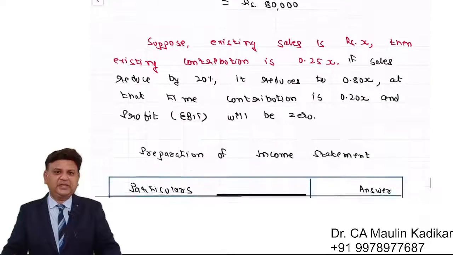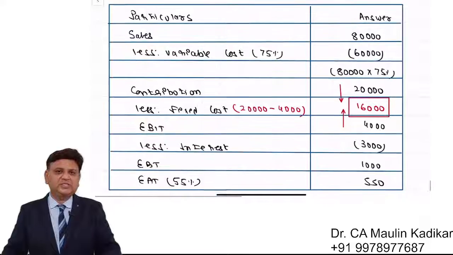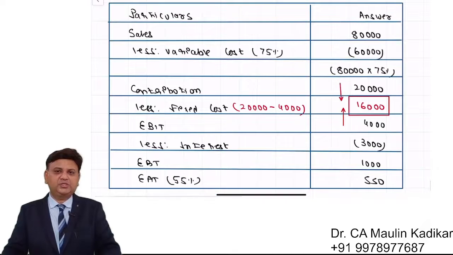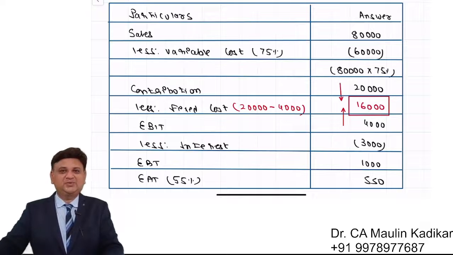Then we have prepared the entire working of the income statement. Sales, variable cost is 75% because the contribution is 25%. EBIT is 4,000, so the fixed cost is 16,000. Minus interest 3,000, so EBT is 1,000. Minus 45% tax, so EAT is 550. That is what we understand.